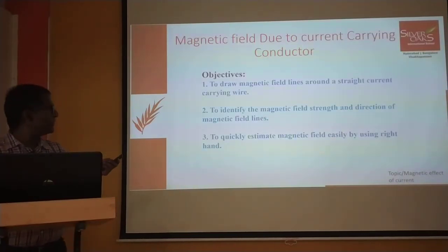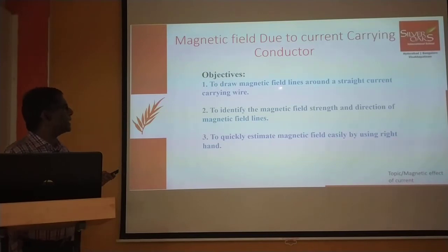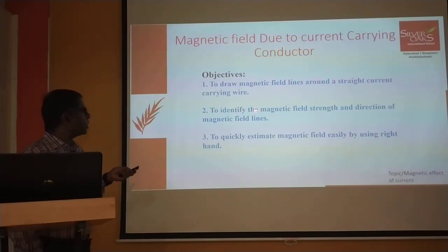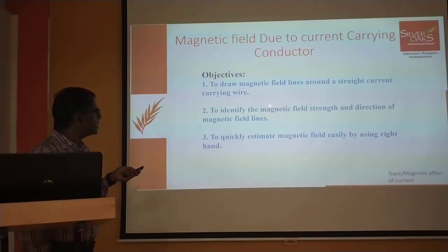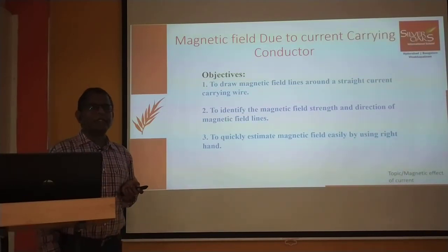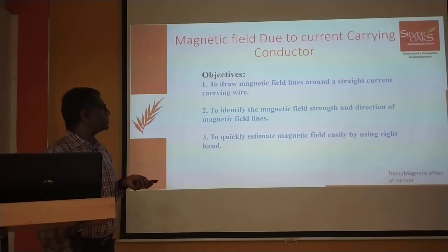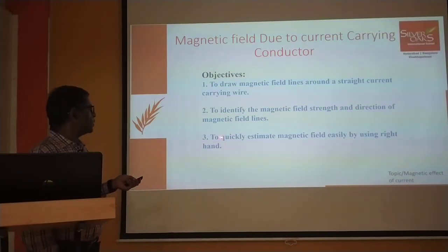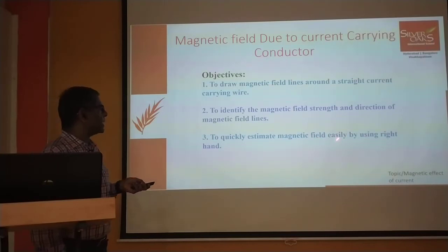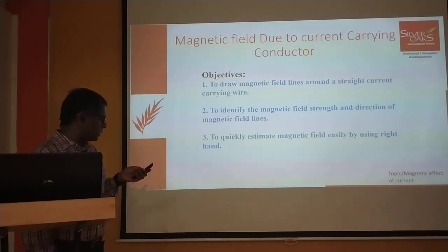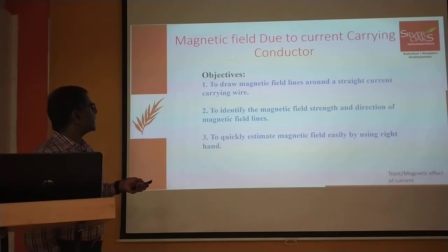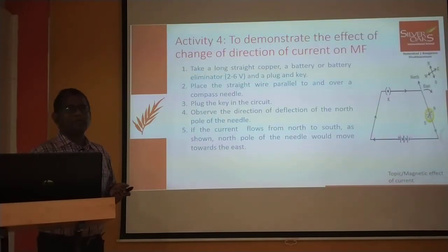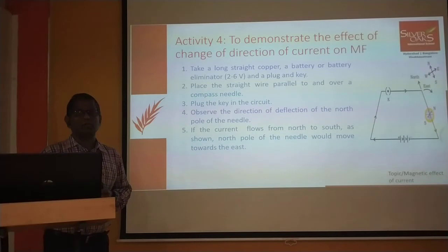The objectives of today's topic are to draw magnetic field lines around a straight current carrying wire, and then I'll be talking about the strength of the magnetic field and the direction of the magnetic field lines when a current flows through a conducting wire. And then we should be able to quickly estimate the magnetic field easily by using what we call the right hand rule. So as usual, I'll be demonstrating one activity.